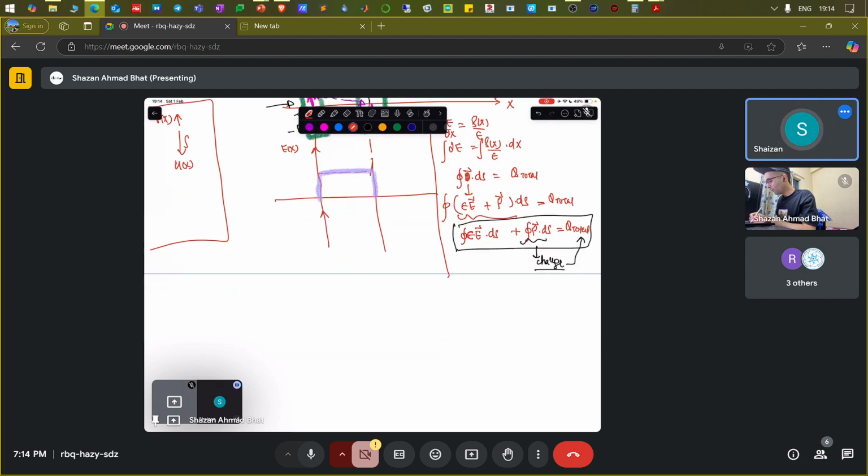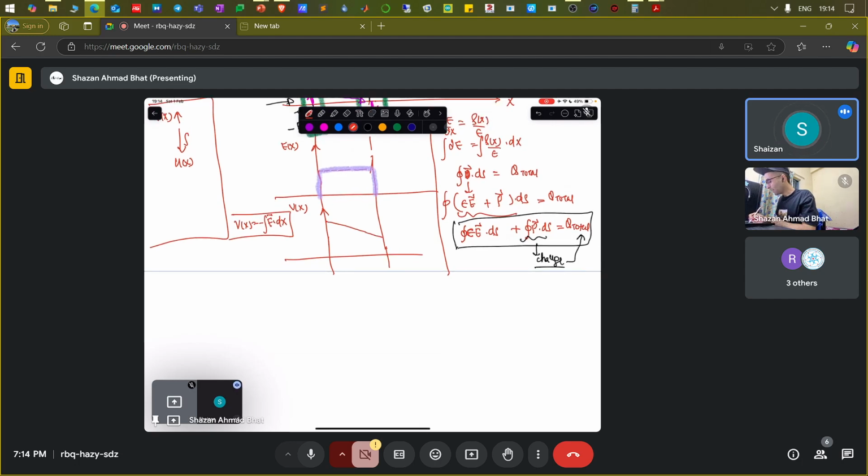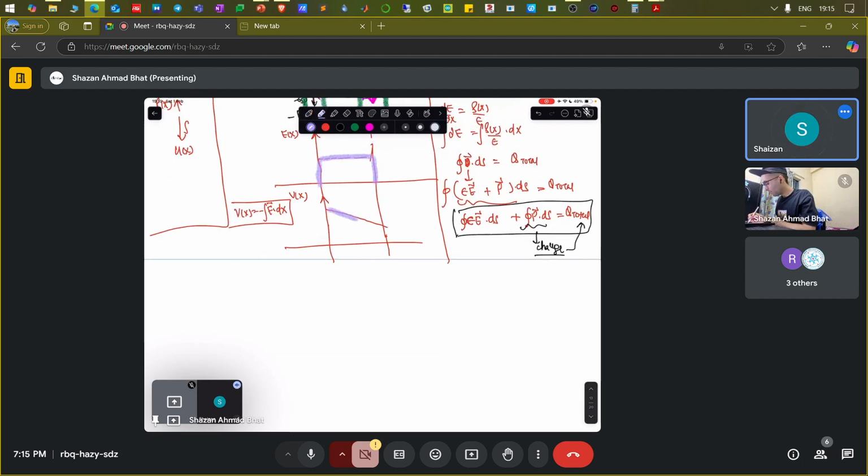Now you draw a potential profile, V of x. V of x is basically the integral of E dot dx. When you integrate it, you get a ramp like this, which is a linearly varying function, but a negative ramp with a negative slope. So this is the ramp, or slope, of the potential. Because there was a negative charge earlier, the negative and negative will go away. So this is the potential of this particular figure.